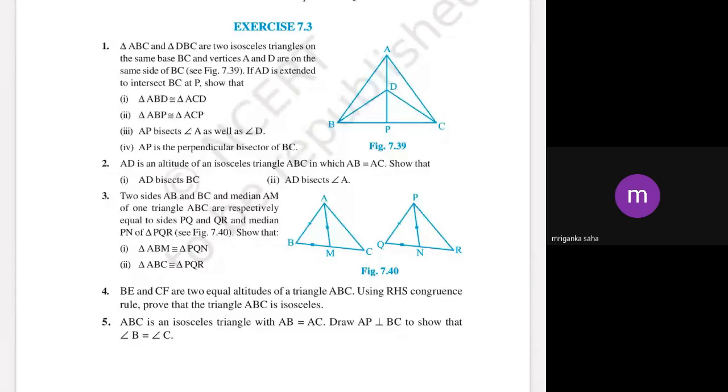By what congruency? SAS. Because AB equal to PQ, BC equal to QR, already given, and angle ABM equal to angle PQN, we have proved it. CPCT: as per the first result, by CPCT angle ABM equal to angle PQN will be there. Then you can say that the two triangles are congruent.